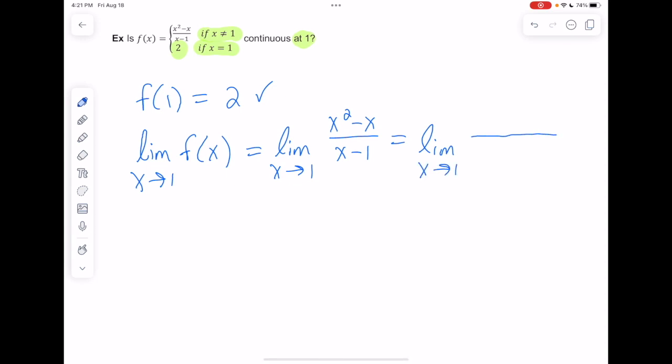In the numerator, I can factor out an x. The denominator is already factored, but I'll just put it in parentheses. And once I do that, I can see that these two pieces cancel. So then we end up with just the limit as x approaches 1 of just the function x, which is linear and a polynomial, so we can just plug in and we get a 1.